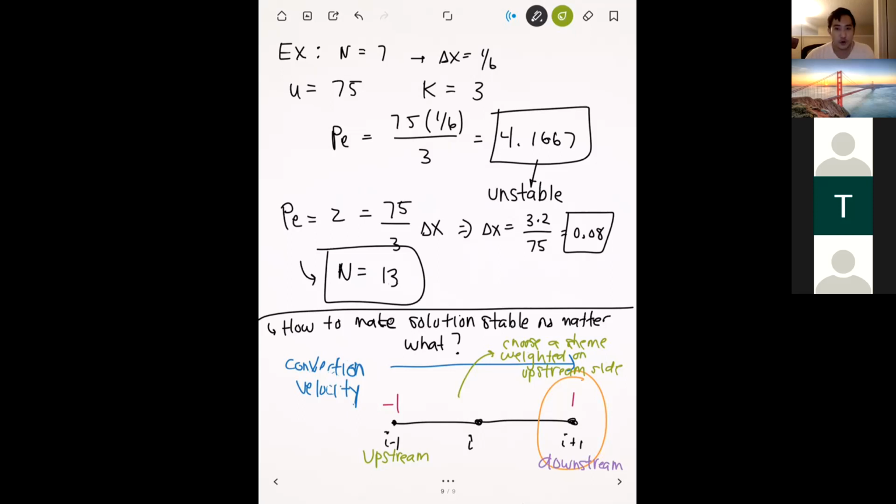And so when you introduce convection into your equations, you have this natural sense of direction, the direction in which information travels, which is to go from upstream to downstream, okay? And so when you're choosing your finite difference scheme to model this, you should pick a finite difference scheme that places more weight on the upstream side versus the downstream, okay? Any questions on this so far?